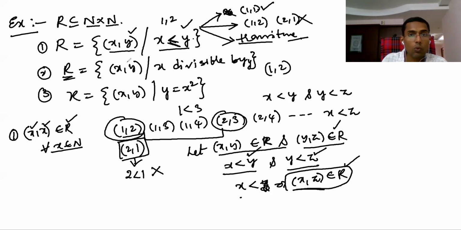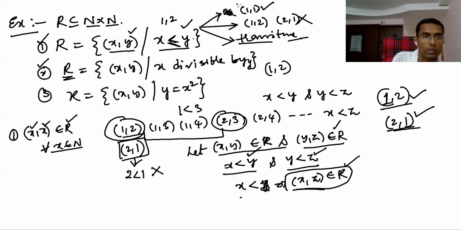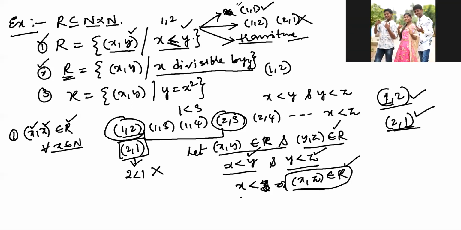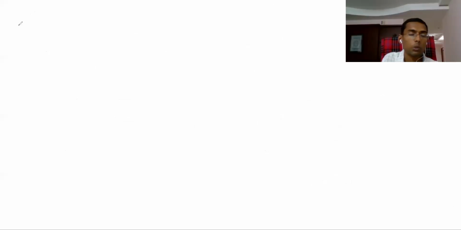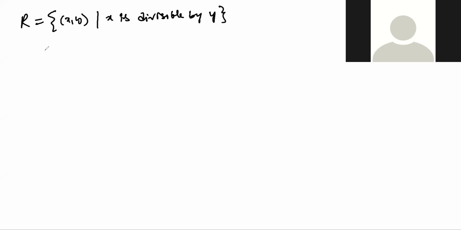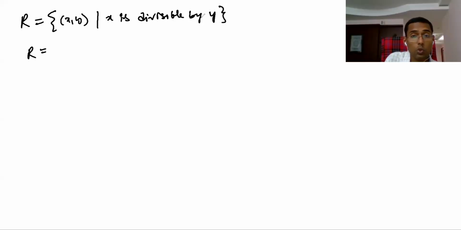Now the second question. What is that second question? x is divisible by y. Let's take R such that (x, y) with x divisible by y. This is the question. Here (x, y) belongs to R. I already told you R is a relation from N to N, so x is a natural number and y is a natural number. So x is divisible by y.